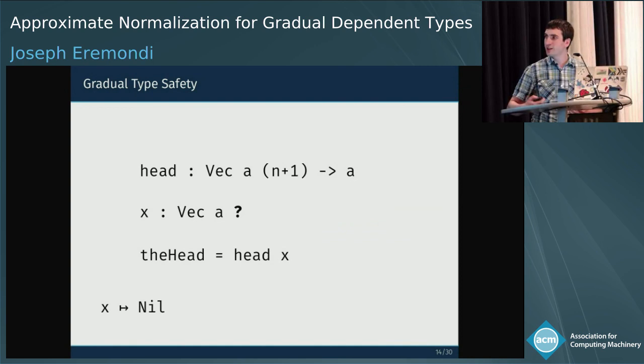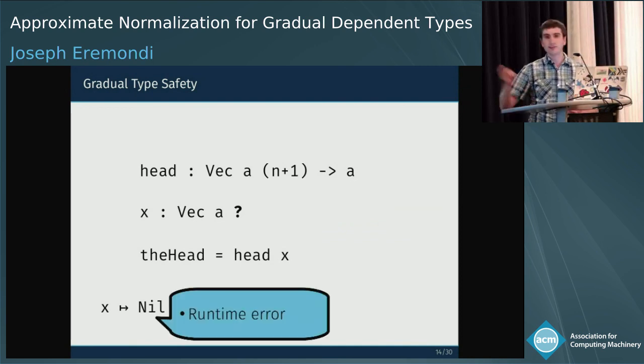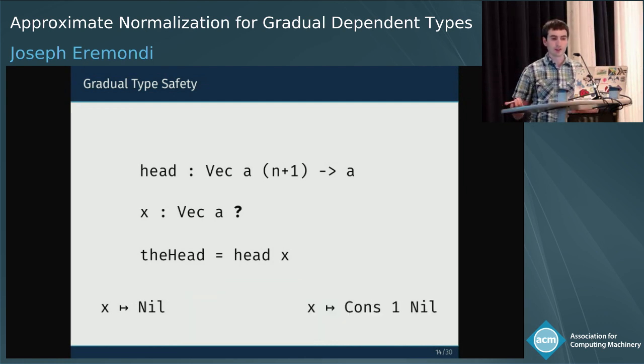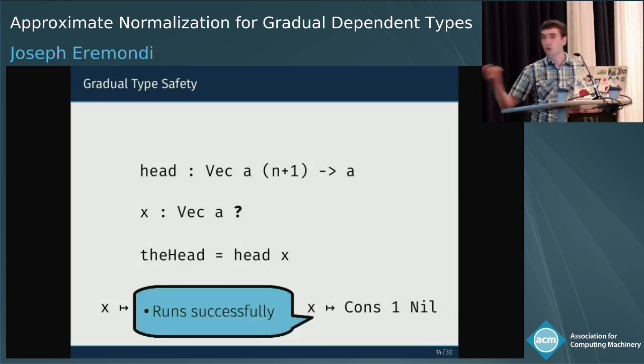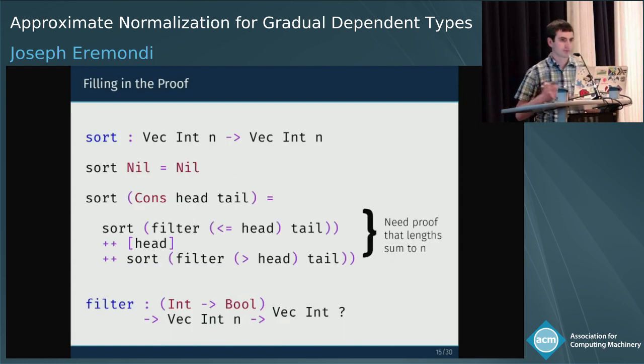If we instantiate it with an empty list, then this is going to give us a runtime error because it's going to say, I expected n plus 1, but you gave me 0, and those aren't compatible. And if you instantiate it with a non-empty list, then it's going to do that check, but of course it's going to succeed. And so we get the safety, but these checks are transported from compile time to runtime.